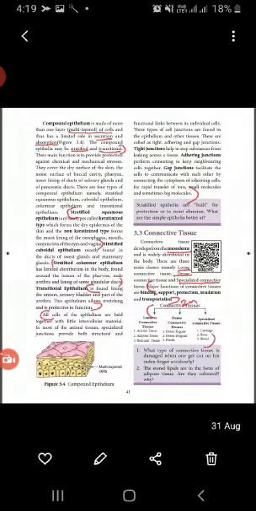And the connective tissue flow chart is very important. And the main functions of connective tissue, two more questions: binding, supporting, protection, insulation, transportation.